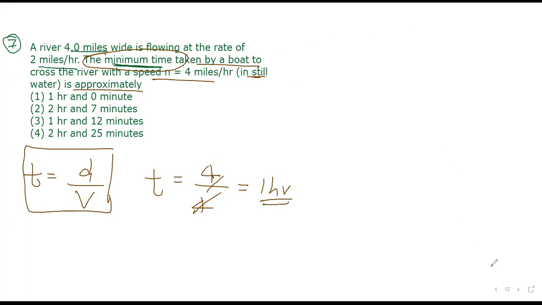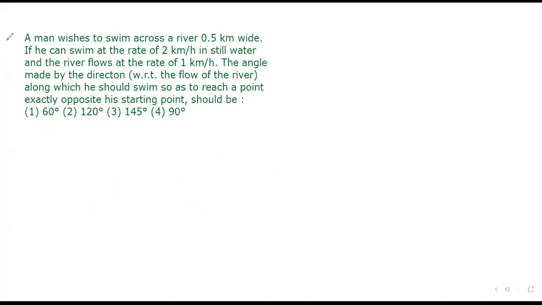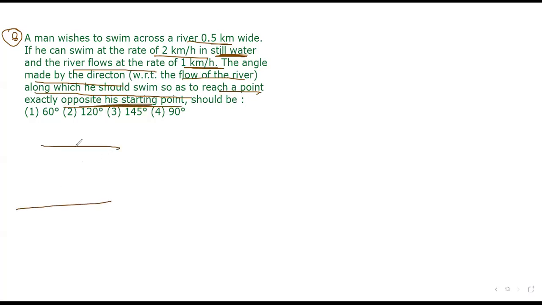Okay, so let's see another question. A man wishes to swim across a river of this much width. He can swim at the rate of 2 kilometers an hour in still water, velocity in still water given. And the river flows at the rate of 1 kilometer an hour. The angle with respect to the flow of the river along which he should swim so as to reach a point exactly opposite the starting point. You want to start from here and reach here. So this is called the minimum distance approach, right? So in this case, we should travel in this direction.